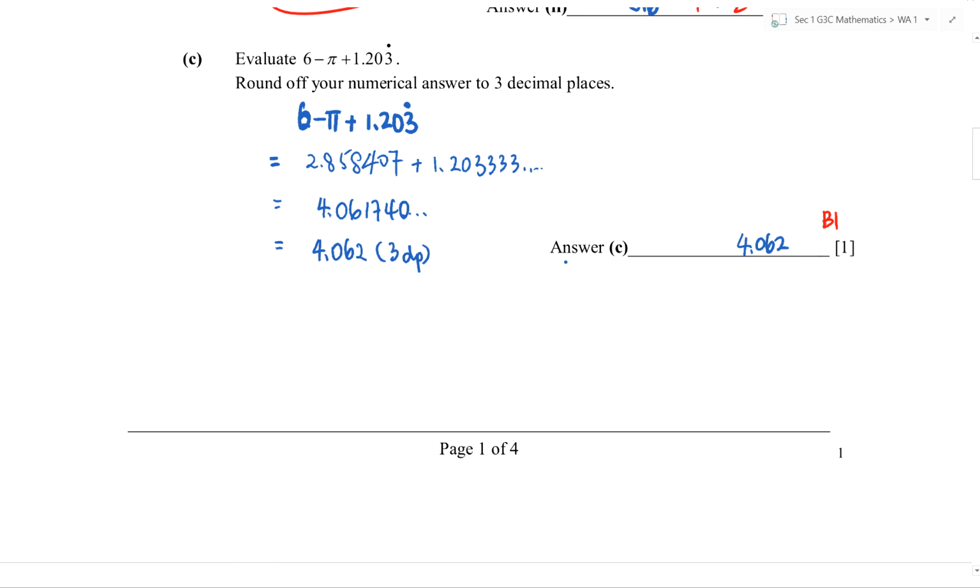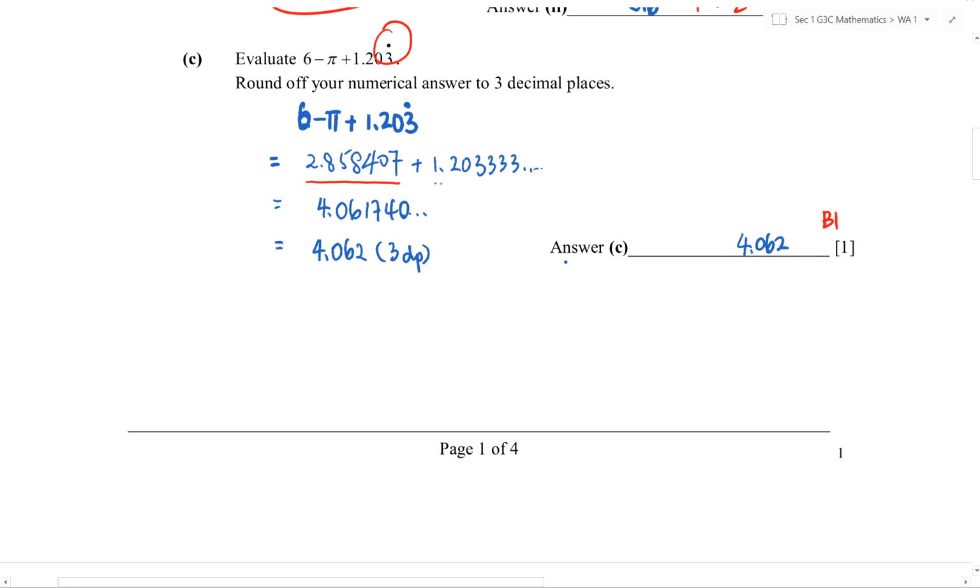6 minus pi plus 1.203. Look at this dot on top. Is that a typo? Is that a piece of dirt on your paper? No, it is not. It is 0.203333 recurring. The more decimal places you have, the more accurate your answer, isn't it? But subsequently, they're going to ask you to round off to 3 decimal places, which means that you better be working with more than 4 decimal places. So over here, we write down our value of 6 minus pi approximately with more decimal places, so that we will not have rounding problems.